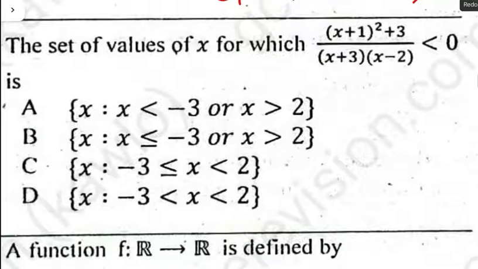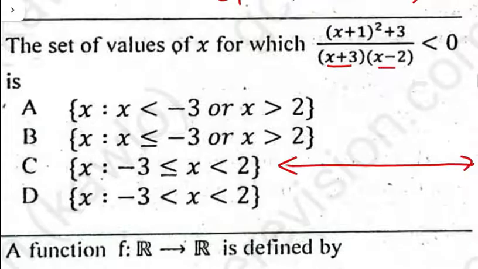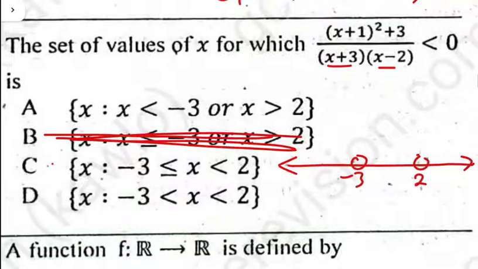For this to be less than 0, we can just use a number line since we are not showing our working. The boundary solutions for this denominator are negative 3 and 2. The boundaries are not included, since they make the function undefined. So B cannot be the answer, and neither can C. So we are working with A and D.